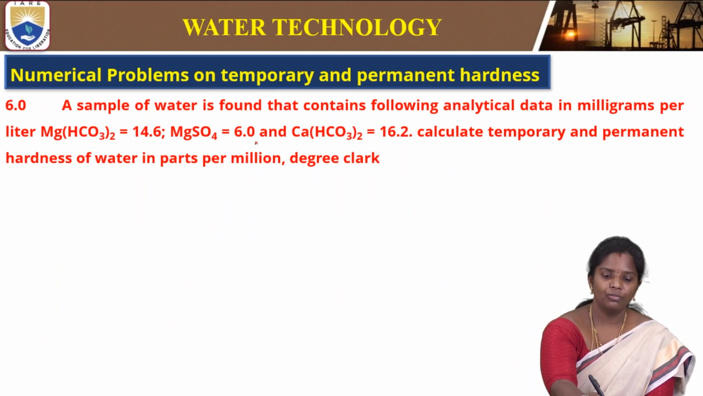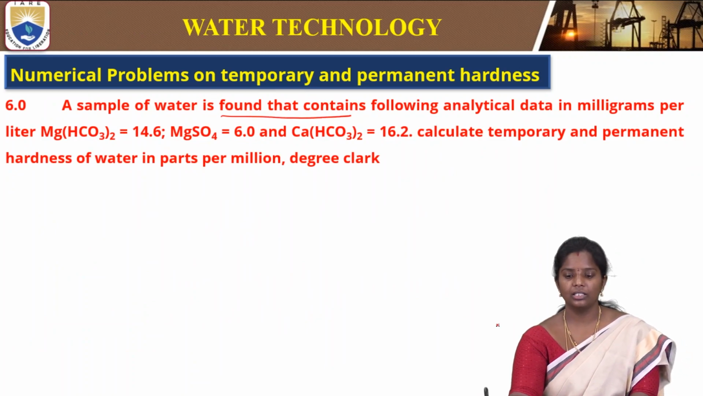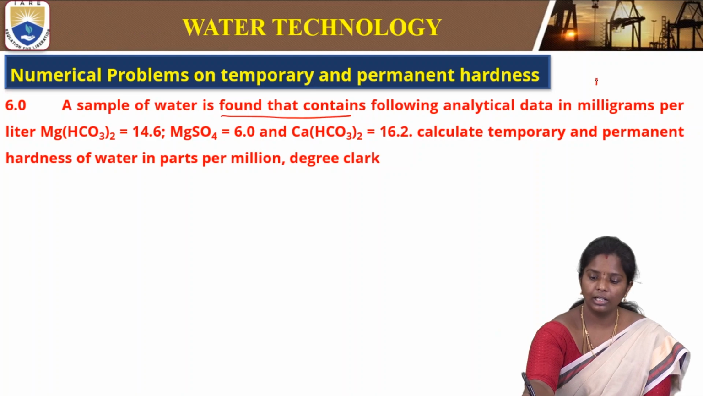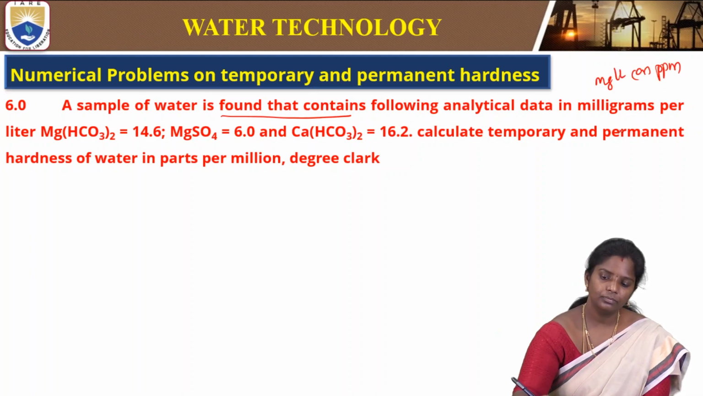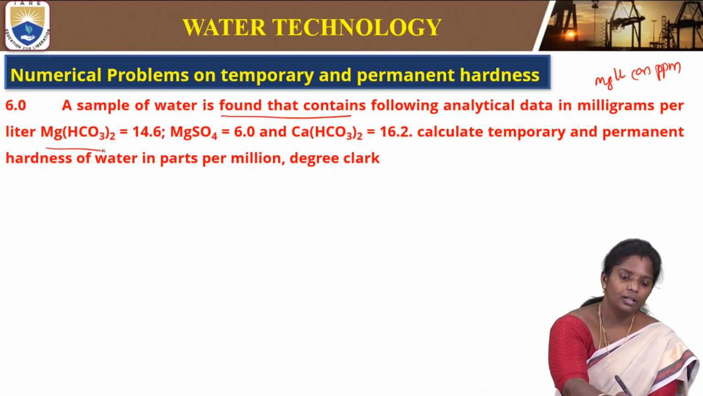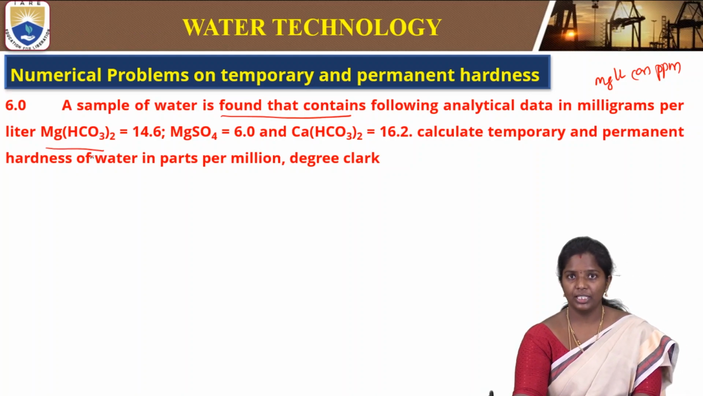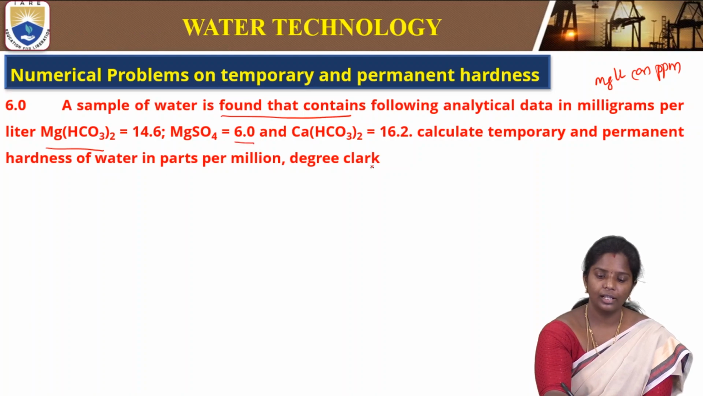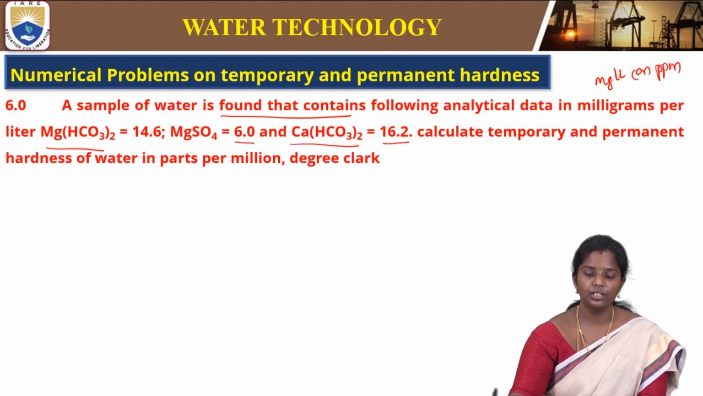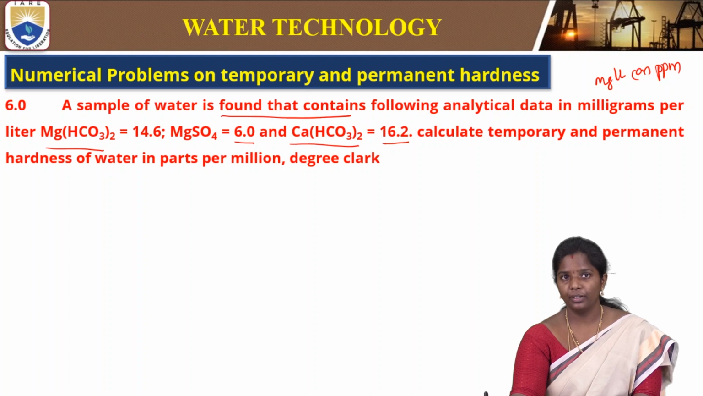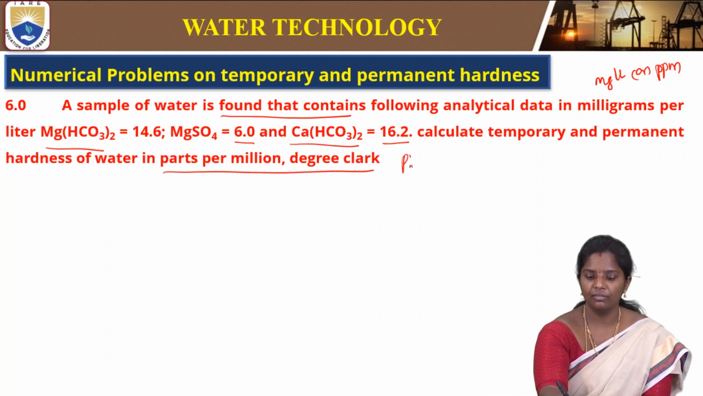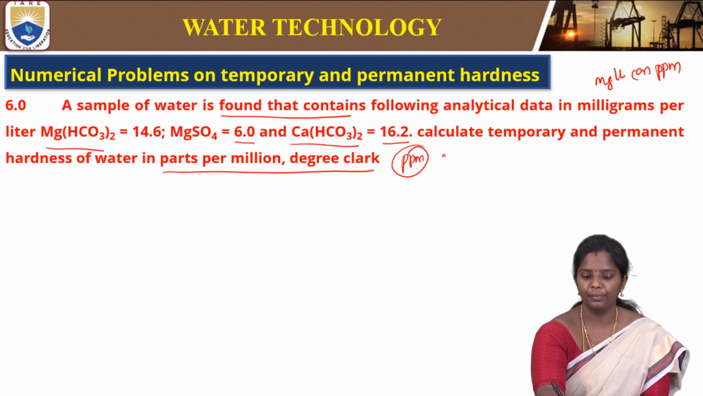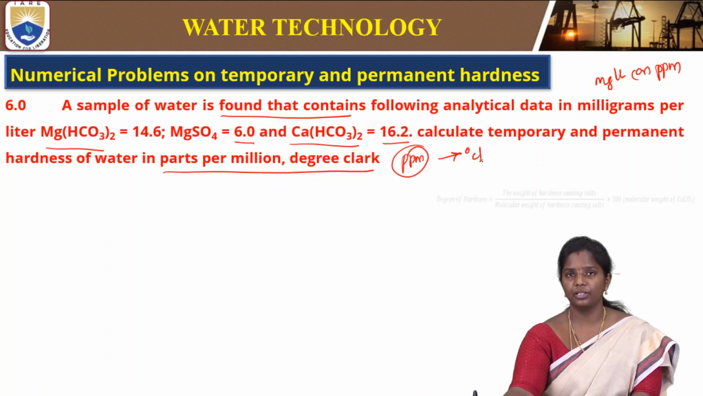Next, a sample of water is found that contains the following analytical data in milligrams per liter. Milligram per liter is nothing but ppm again. Magnesium bicarbonate is 14.6, magnesium sulfate is 6, calcium bicarbonate is 16.2. Calculate the temporary and permanent hardness in parts per million and degree Clark. First we get the values in ppm and then we convert into degree Clark by multiplying with 0.07.